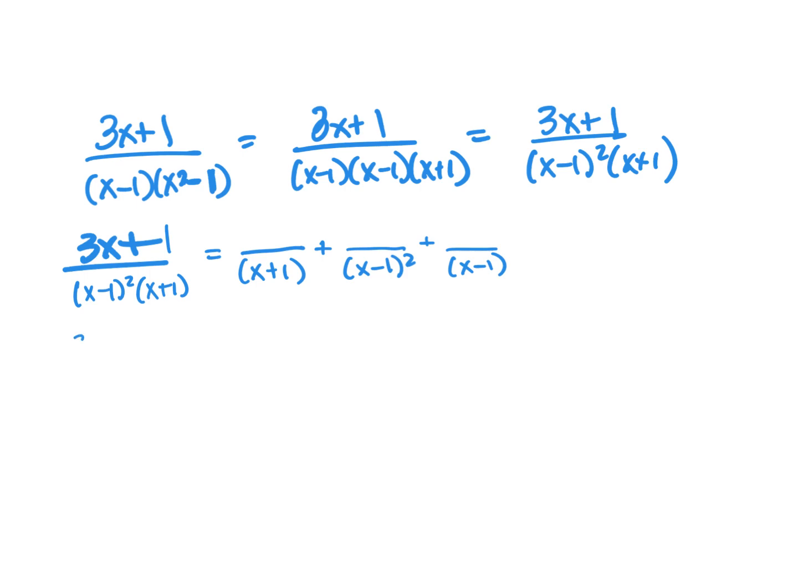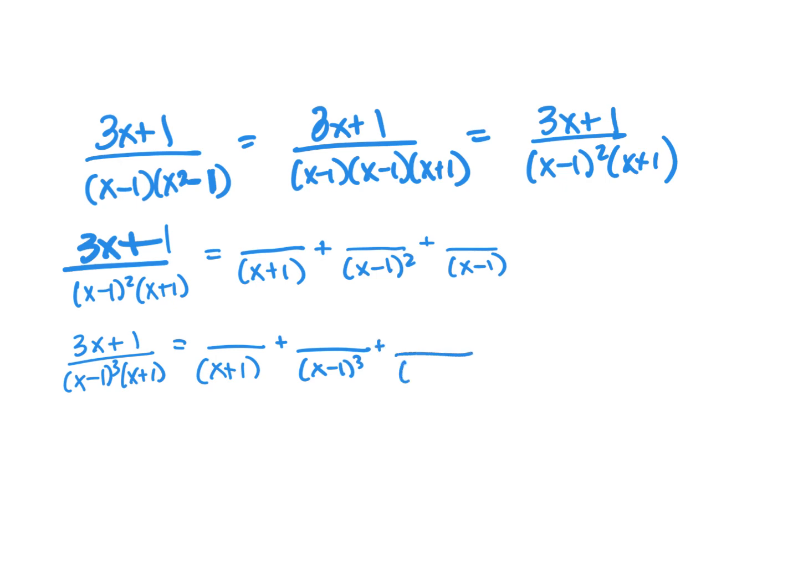And let's say that was cubed instead. You would have one fraction with x plus 1 in the denominator. You would have one fraction with x minus 1 cubed. And then you would have a fraction for each multiplicity. So x minus 1 squared and x minus 1.